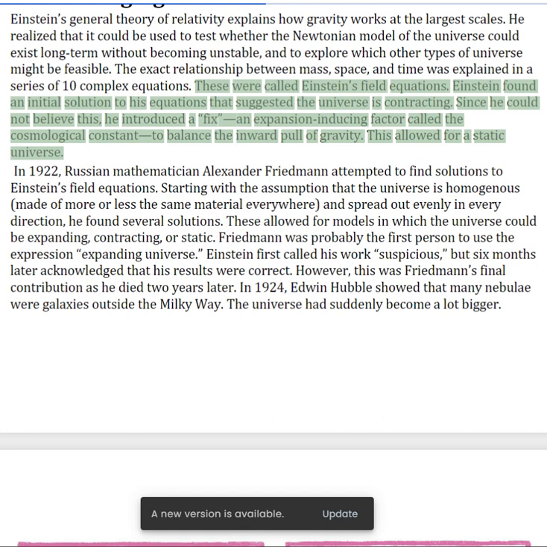Einstein found an initial solution to his equations that suggested the universe is contracting. Since he could not believe this, he introduced an expansion-inducing factor called the cosmological constant, to balance the inward pull of gravity. This allowed for a static universe.